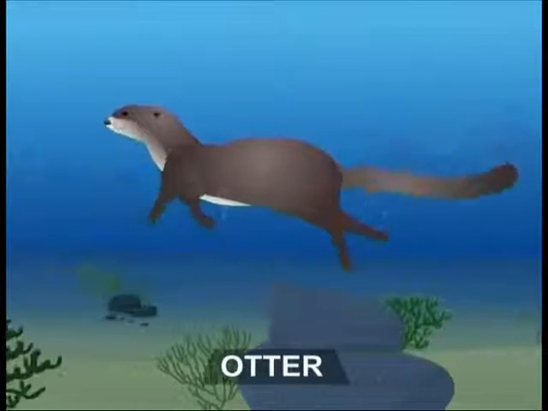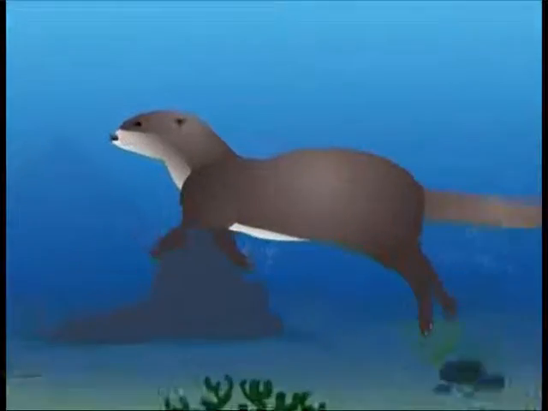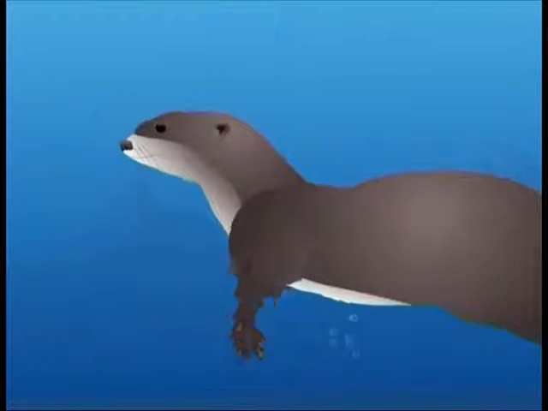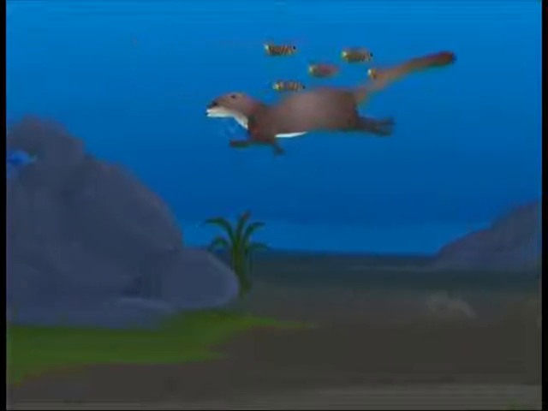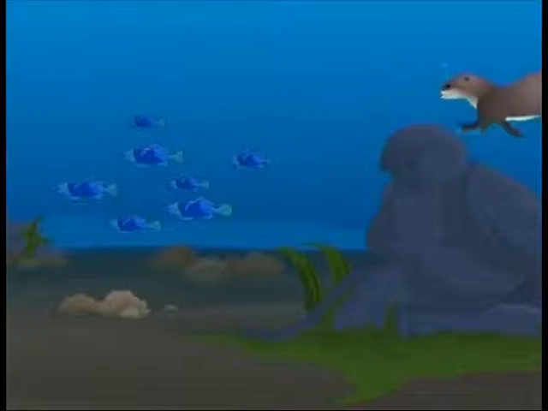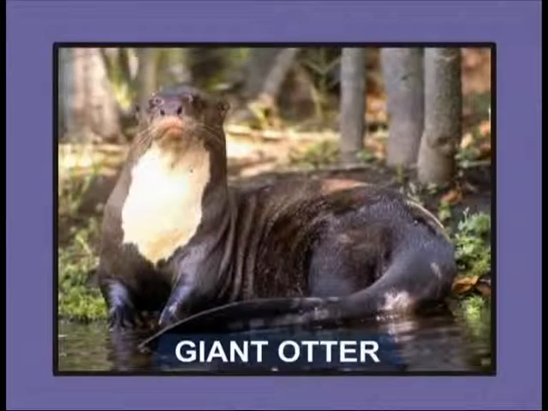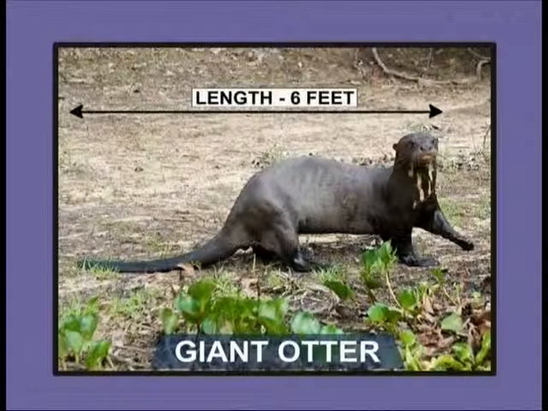The otter is another aquatic mammal that often comes onto the land, in spite of having webbed feet and closable nostrils to help itself underwater. These otters are playful mammals and are expert underwater hunters. The giant otter of the Amazon grows to a full length of 6 feet.